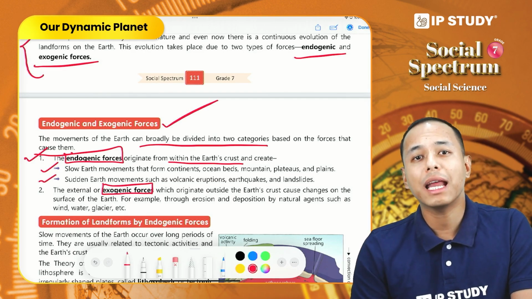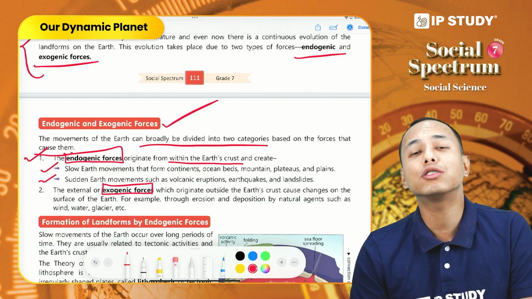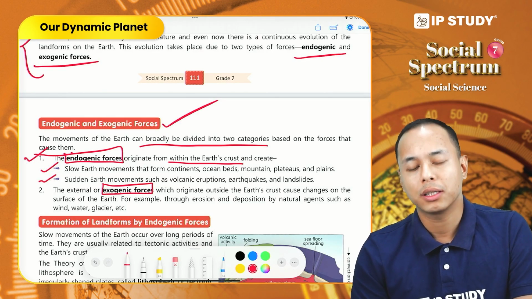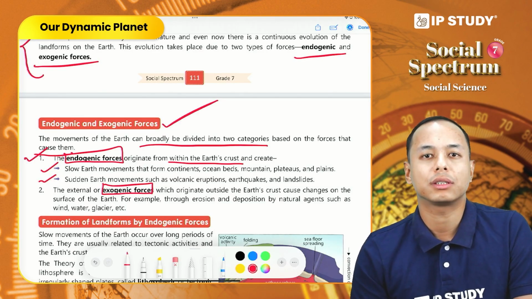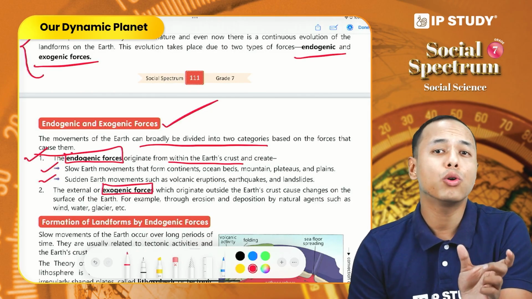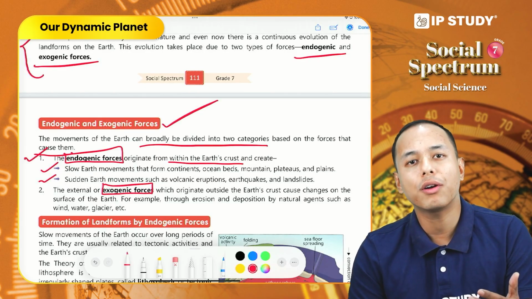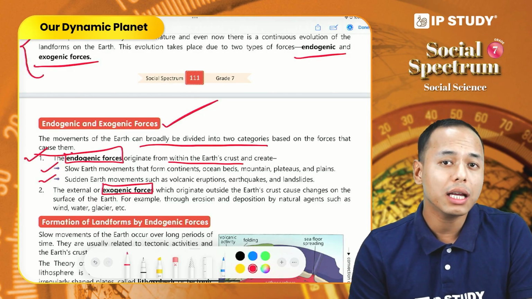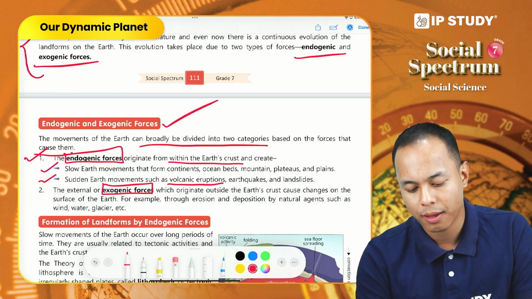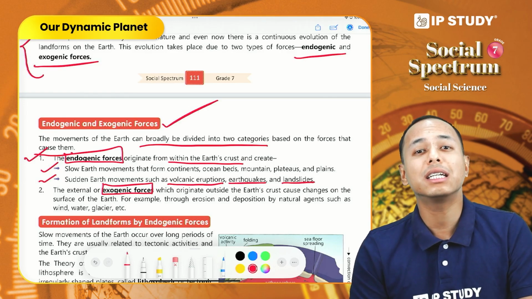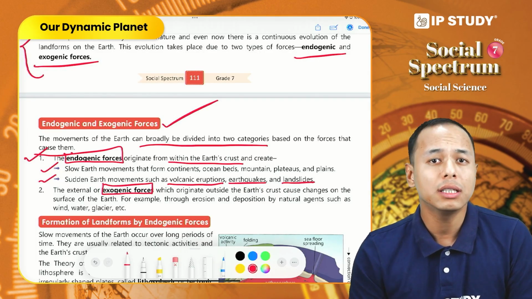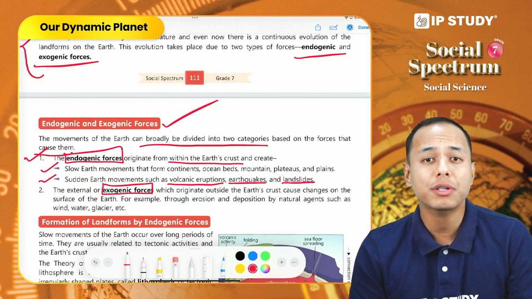Second one is sudden Earth movement. Slow Earth movement, as the name itself states, is a very slow movement and it takes place over a long period of time, such as the continental building process or formation of mountains or different landforms. So these forces lead to this slow Earth movement, causing formation of continents, and it is a very long process. On the other hand, sudden Earth movements are things like volcanic eruptions, earthquakes, landslides. It doesn't take much time. It happens all of a sudden. Earthquake, all of a sudden. Volcanic eruption, all of a sudden.